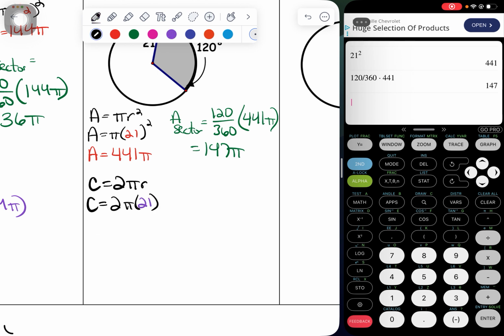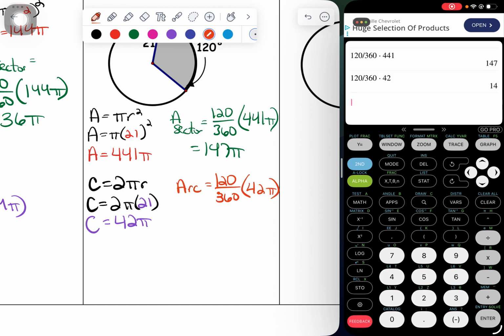So 2 times 21 is going to be 42 pi. And so if we're going to find the arc length here, I'm just going to go ahead and mark it as arc. That's going to be the fraction of the circle, so 120 over 360 times 42 pi for my circumference. So 120 over 360 times 42 is 14. So this would be 14 pi.